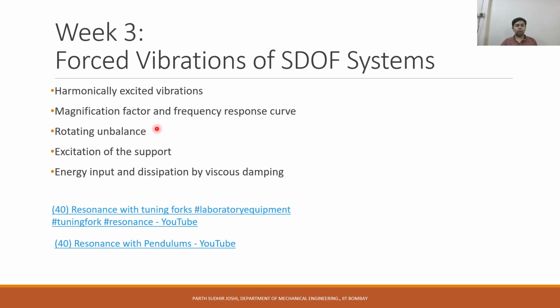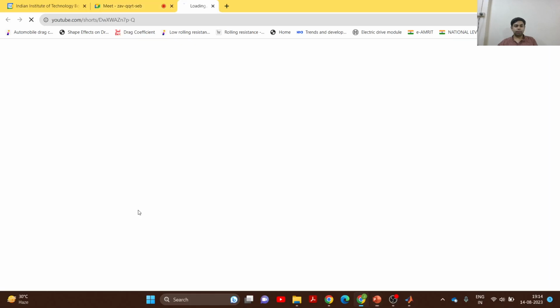So let us now discuss some examples of where we can see that resonance occurs. Let us go through an example video where we see resonance with tuning forks. I'll be playing this video for you.